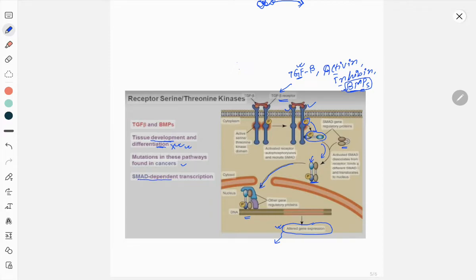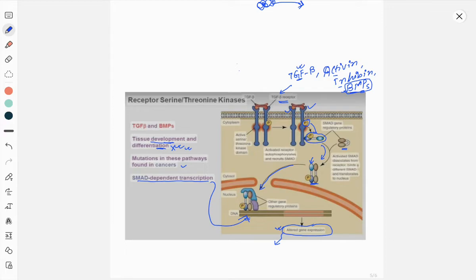SMAD dependent transcription is the major mechanism behind these serine threonine kinase receptors. You guys have seen that here, that SMAD gene will be further transcribed and translated to different proteins which lead to functional manifestation of TGF beta or other hormones.